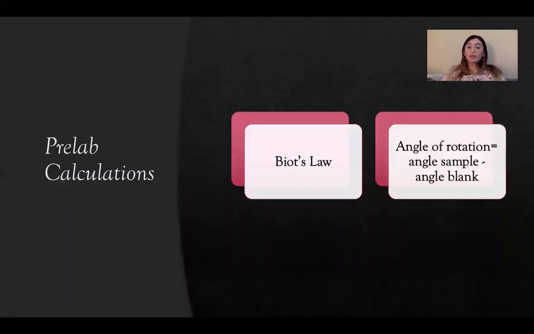For your pre-lab calculations, make sure you include the layout of Biot's law, and then make sure you put angle of rotation is equal to angle sample minus the angle blank. And that's all you need for your pre-lab calculations. You don't need to solve anything. You just need to put this outline.